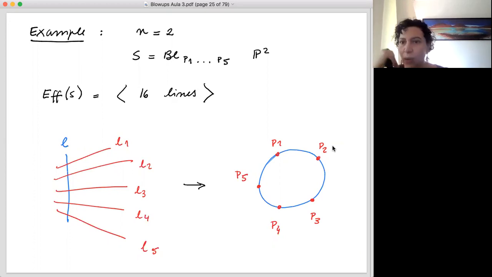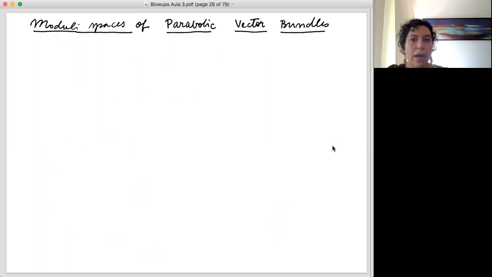So this is a classical picture, but you see that from the effective cone you get information about the possible realizations as the blow up. Okay, and now in order to describe what happens in higher dimensions, I have to introduce the moduli space of parabolic vector bundles. So let me explain what this is.